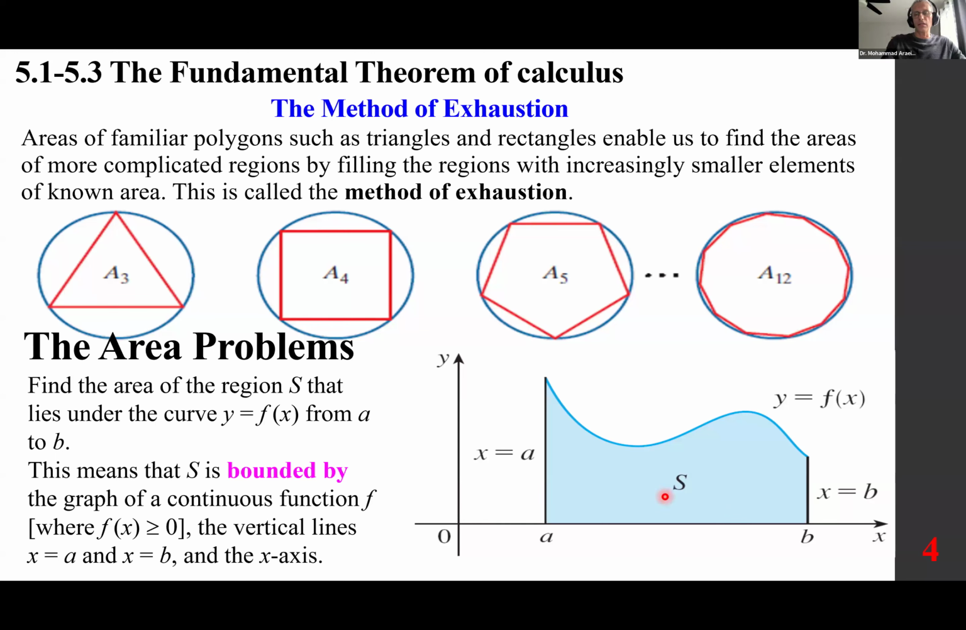If you look at this, the region is between two vertical lines, x equals a to b. That means the interval of a to b. And then between the x-axis, which has the equation y equal to 0, and y equals f of x. So the synopsis of that, we can write S is the set of all points x comma y such that x is between a and b inclusively, y is between 0 and f of x.